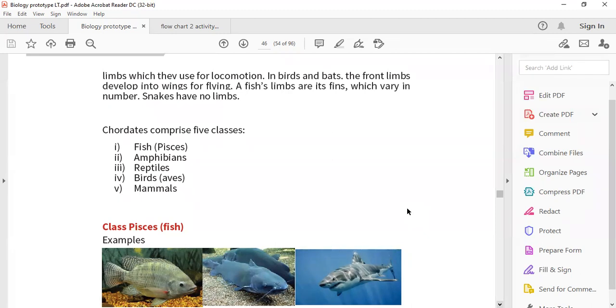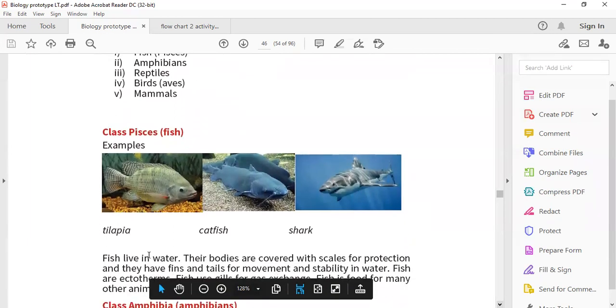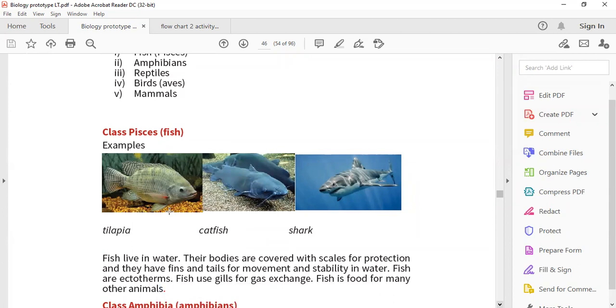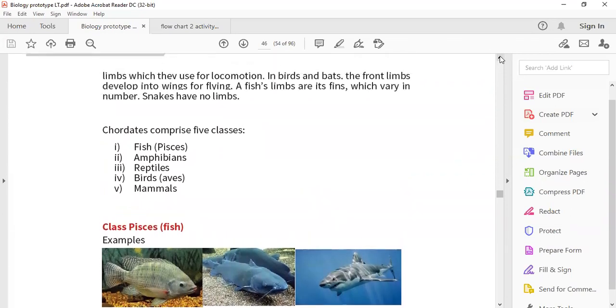But fish have no limbs as such, but they have an alternative, which are called fins. If you look at those fish, the tilapia, catfish, and shark, you can see they have different types of fins. Here you see the pectoral fins, the pelvic fins, and the caudal fin of this tilapia. Above here, we have the dorsal fin. Here is the anal fin, or ventral fin, on a tilapia. These are used for movement in the fish. They are the alternative to the limbs that other chordates have.